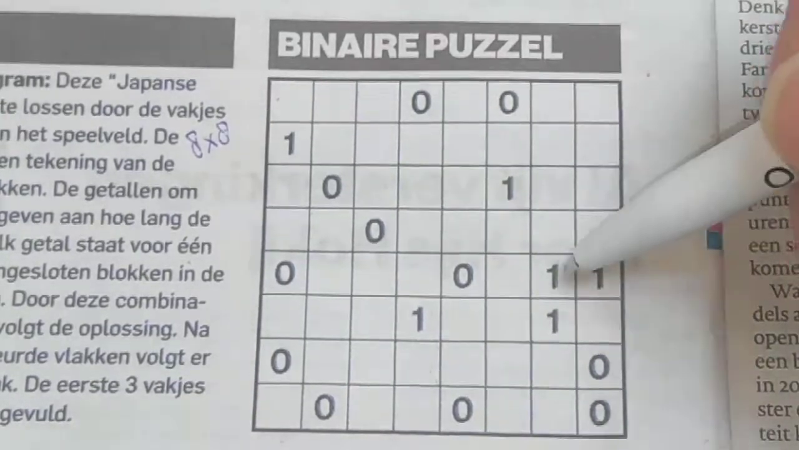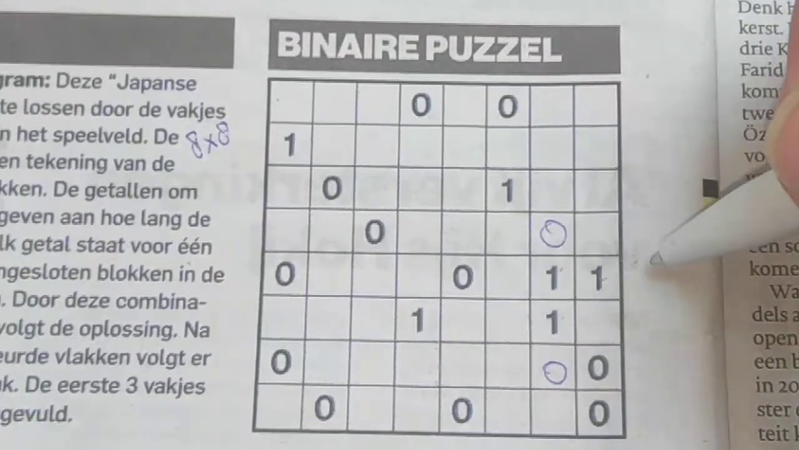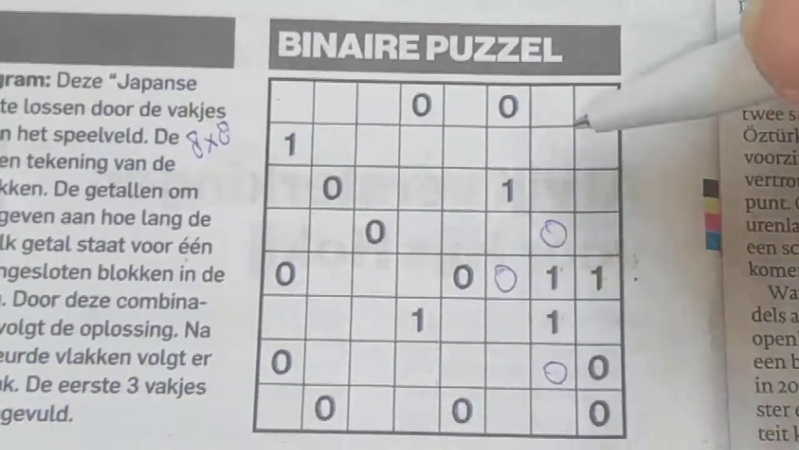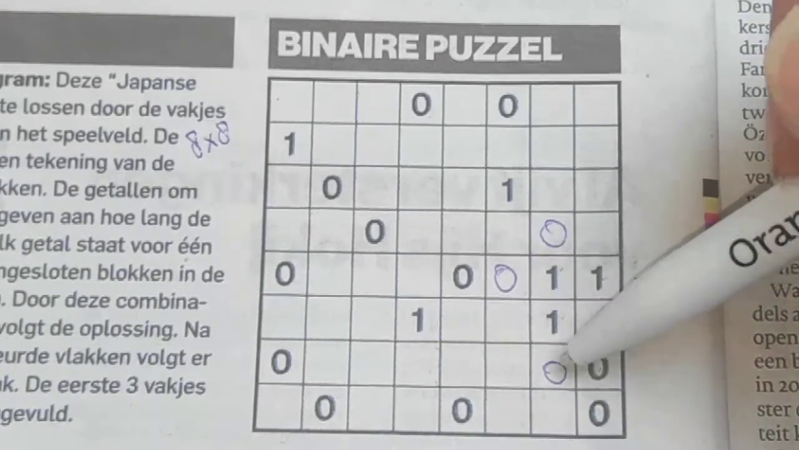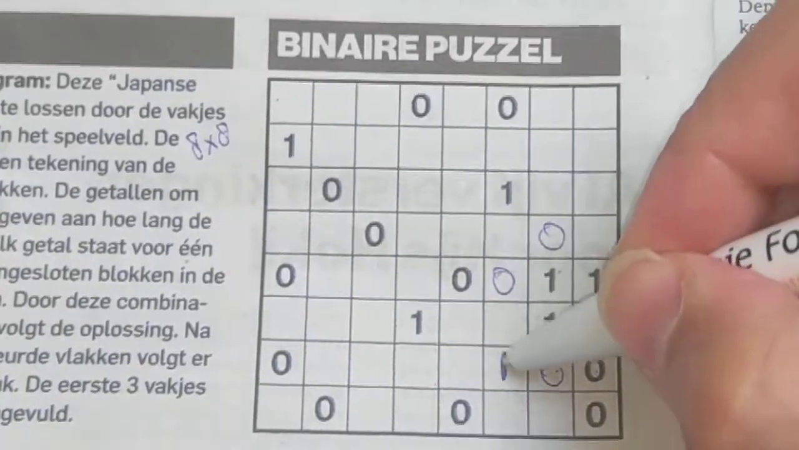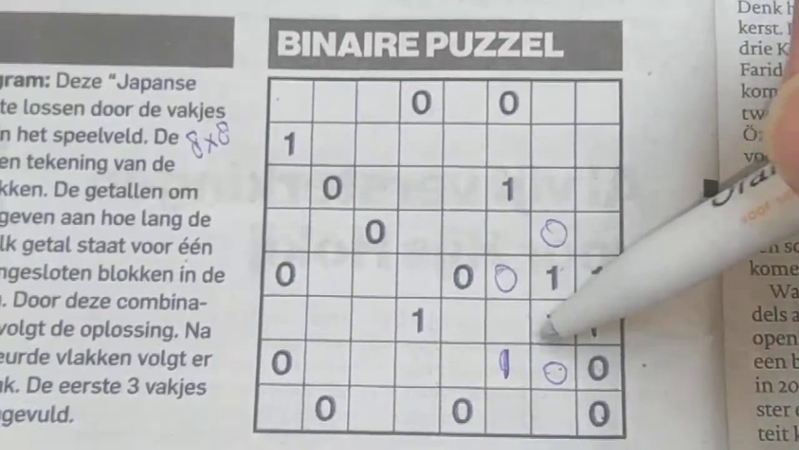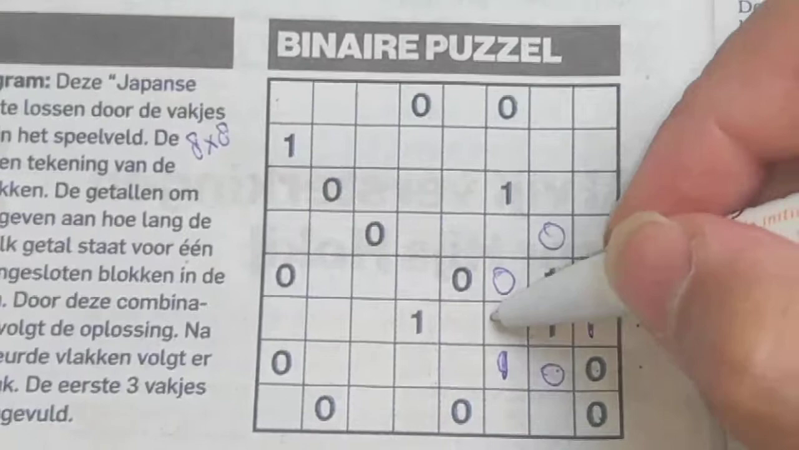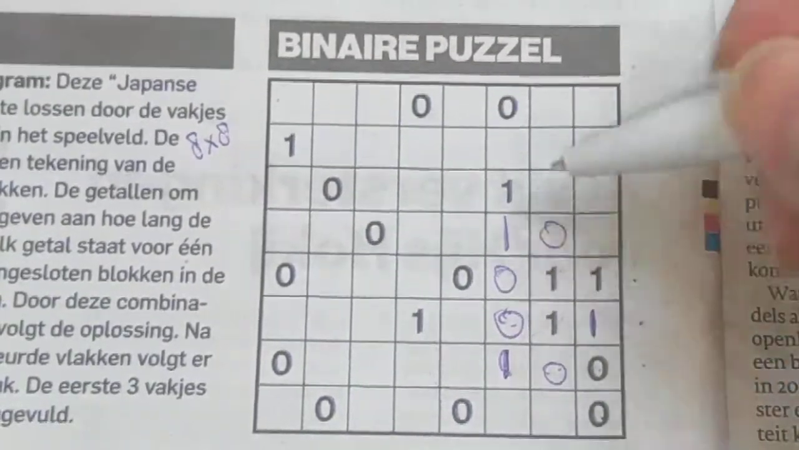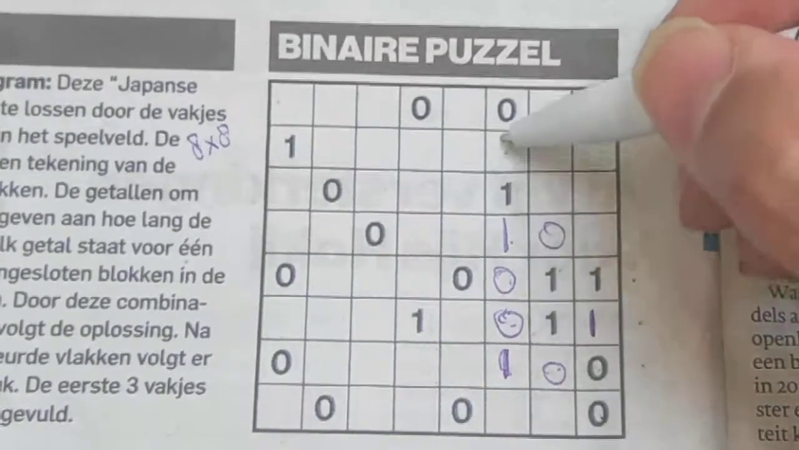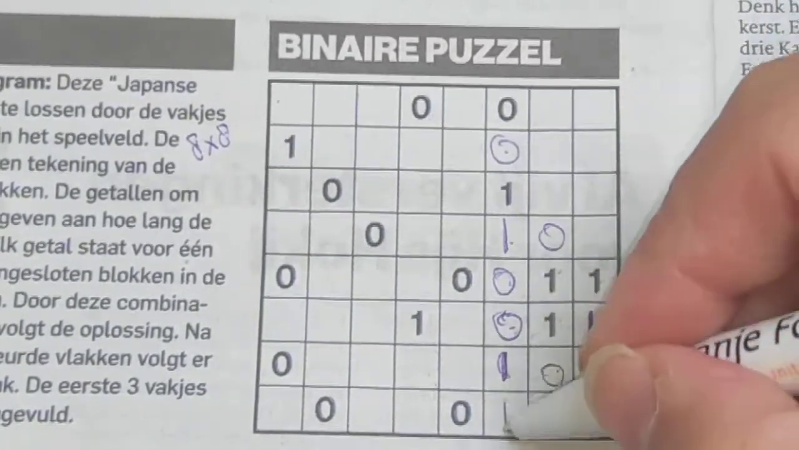Let me see. A double one, here an O, there an O. A double one here, an O, there an O. Then a double O, here a one, and there a one. A double O, here a one, and there a one. A double one, here an O, and there an O. And a double O, here a one, and there a one. A double one, here an O, there an O. 1, 2, 3, 4, 4 O's, so the rest are ones.